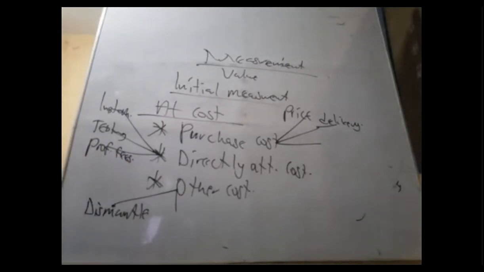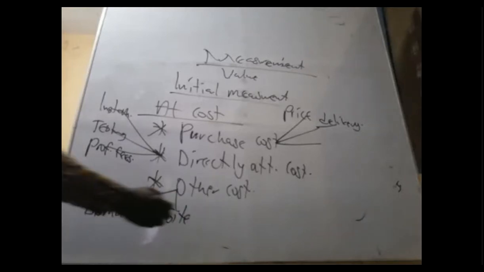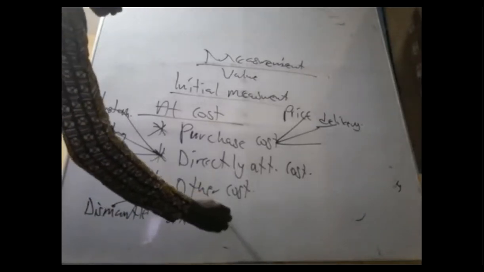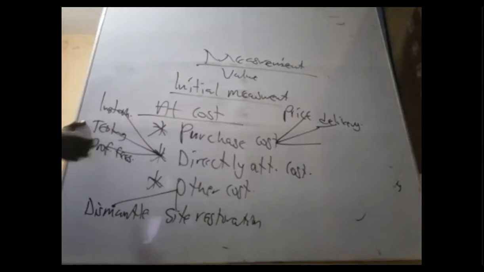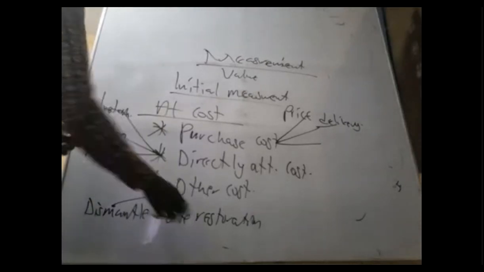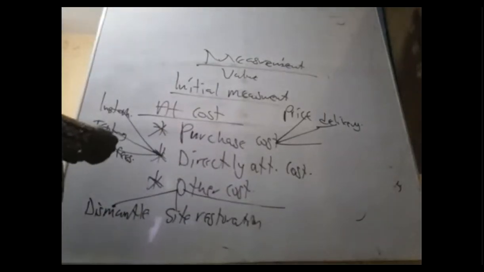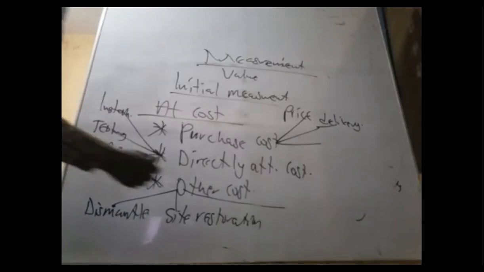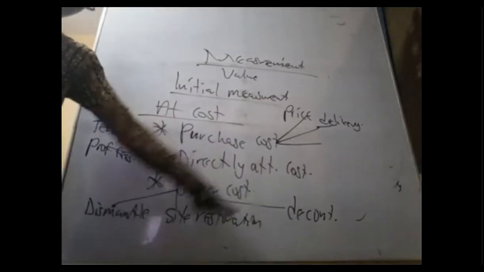Then number two is site restoration cost. Site what? Restoration. We have site preparation, that will be directly attributable cost. That's site preparation, right. Site what? Preparation. But we also have site restoration. Then the last one is decontamination cost or environmental pollution. So decontamination cost or pollution.